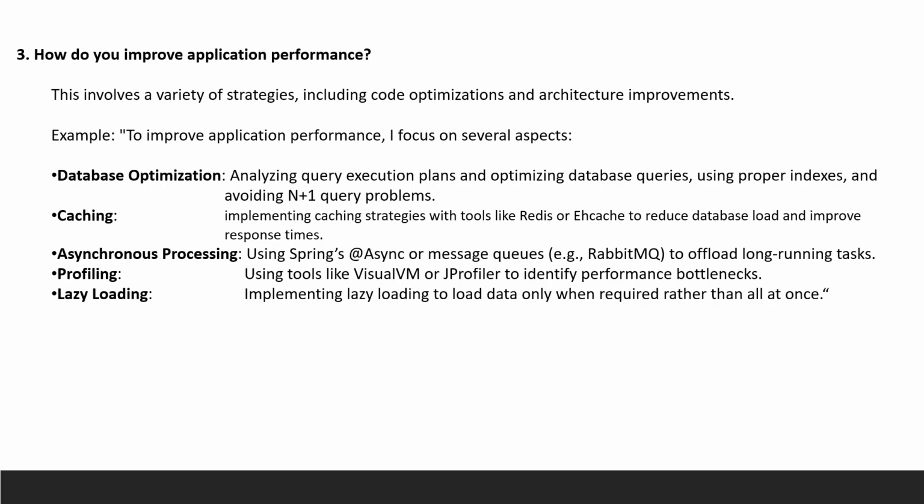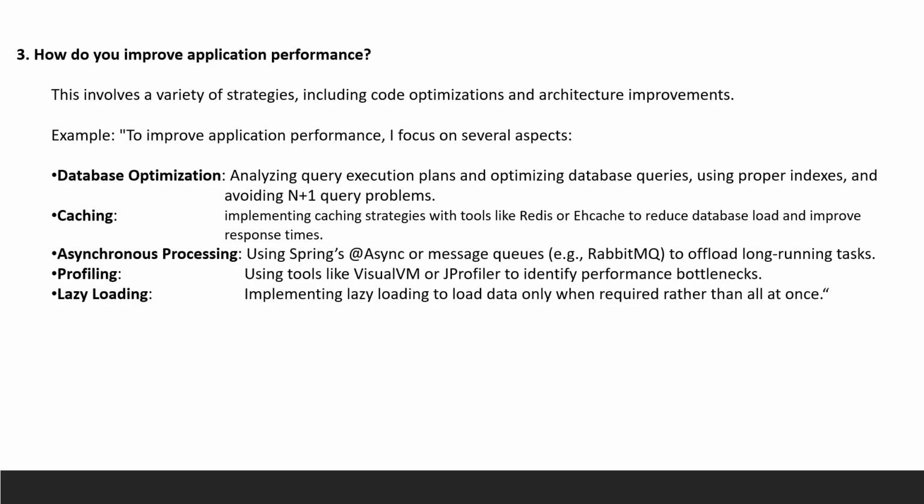The second and third question is, how do you improve application performance? It is a very basic and common question, asked of people with more than 10 years of experience. Here a variety of strategies are included: code optimization, backend related optimization, cache implementation, profiling, and JVM optimization.